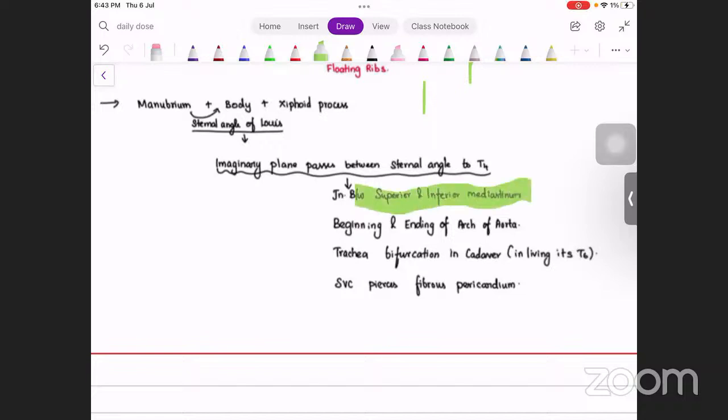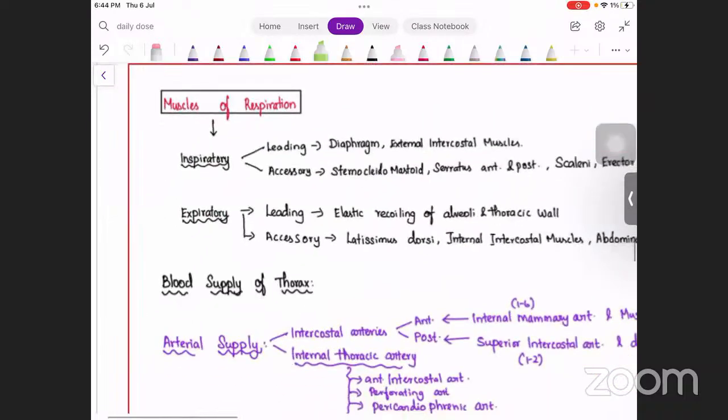There you see the beginning and the ending of the arch of aorta, and then you see the tracheal bifurcation in cadaver, and then you see the SVC, PSS, and fibrous pericardium.